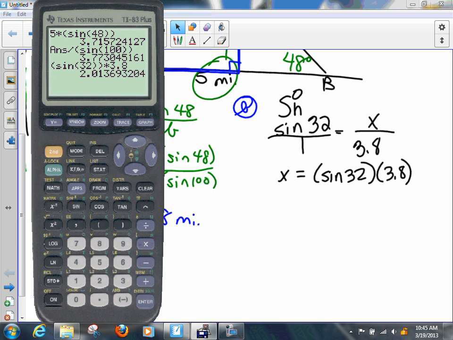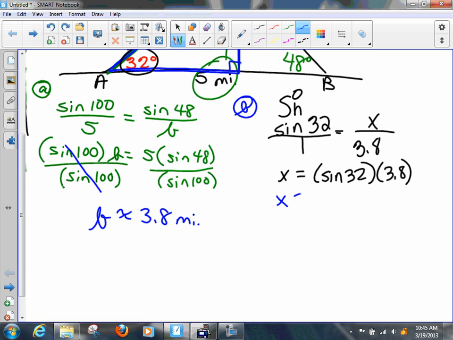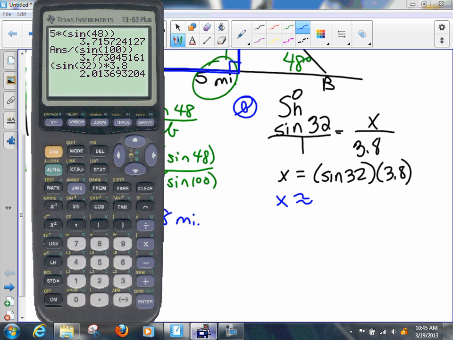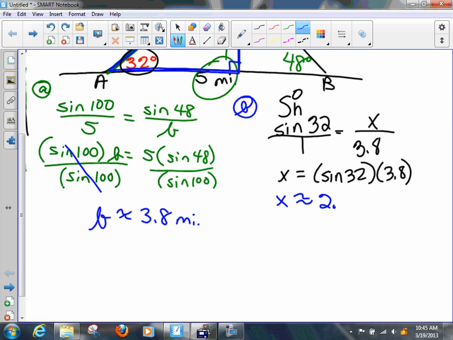Here we go. Sine of 32 times 3.8, which is approximately 2.0 miles.